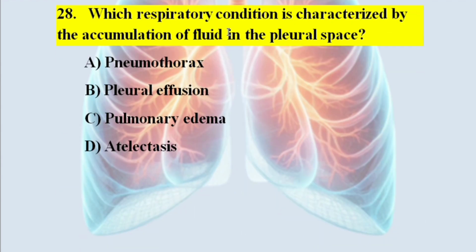Which respiratory condition is characterized by the accumulation of fluid in the pleural space? Alpha is pneumothorax, beta is pleural effusion, Charlie is pulmonary edema, delta is atelectasis. So comment the right answer.